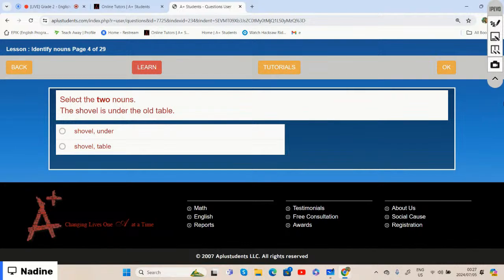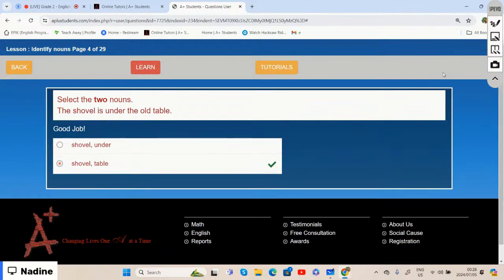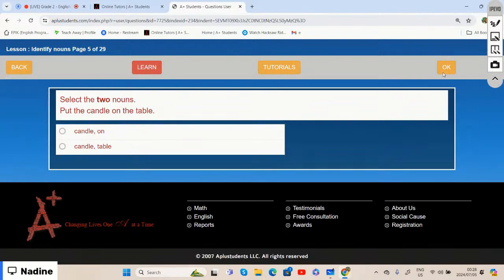All right, and if we were to select the two nouns within the sentence, then yes, we will go with shovel and table, which is option two, right? So shovel is a thing, and table basically tells us, okay, table is also a thing, or it can tell us where. It depends because it says under the old table. So I'm not sure if it's supposed to tell us where, which identifies a place, or table is a thing, depending. All right, so shovel and table is correct.